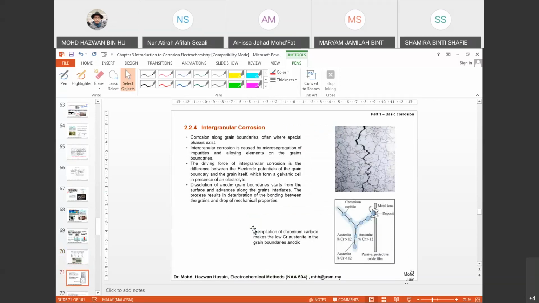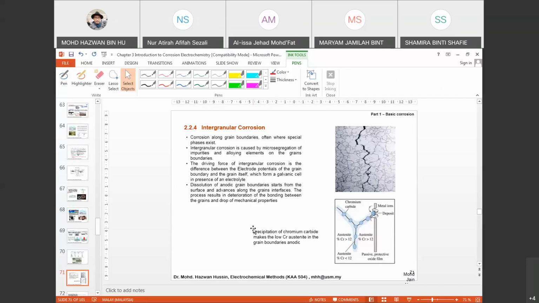Next one, intergranular corrosion. Intergranular corrosion will happen especially when you have alloys, because as I said, when you have alloys, you will have different phases, and these phases will be separated by grain boundaries. Grain boundaries are like a border to separate different phases. Because of this, the grain boundary is considered the weak point of a material, then water and oxygen can easily be absorbed, making deposits or corrosion likely to happen here.